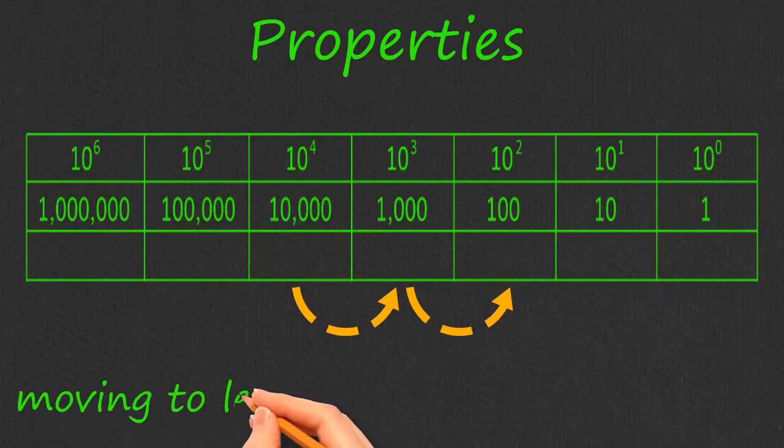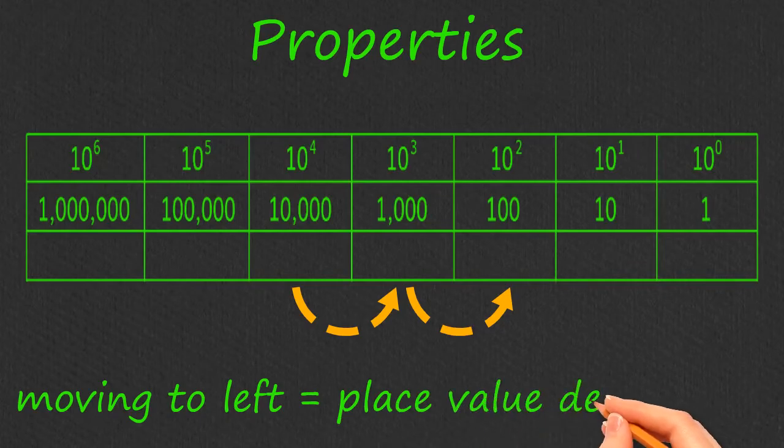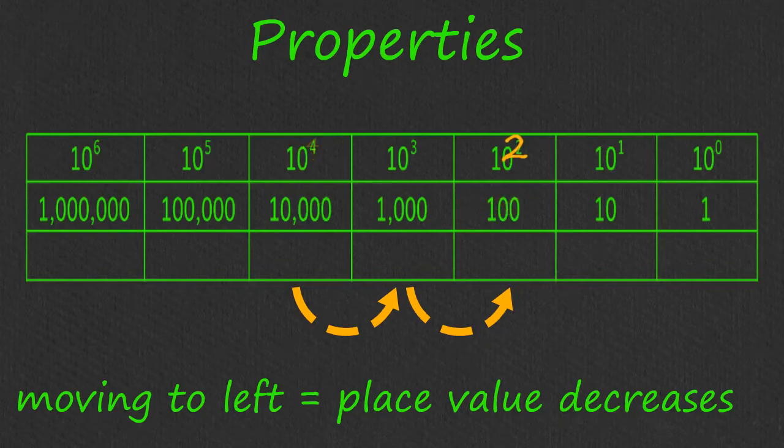Yes, it decreased. And now the place value we are at is 100 times smaller. It is also reflected in the index of 10 dropping from 4 to 2. I hope you find these properties interesting.